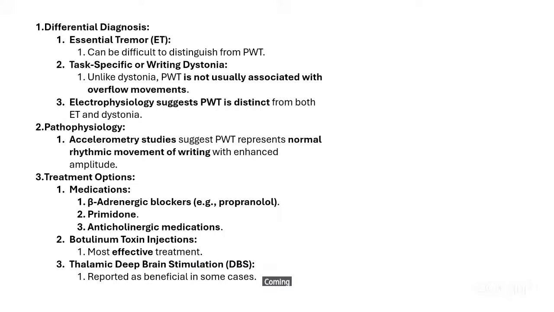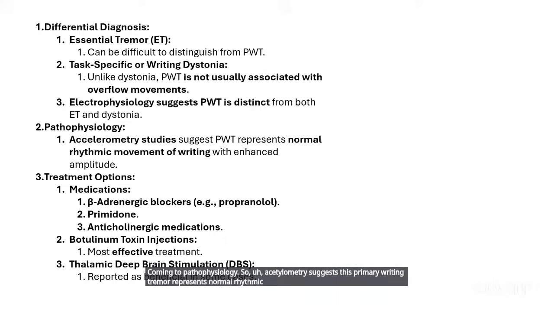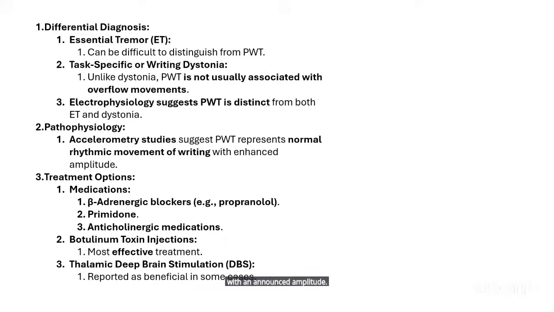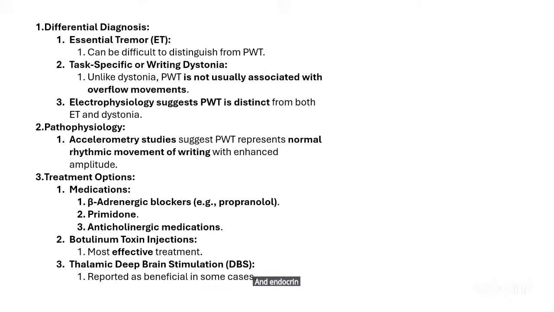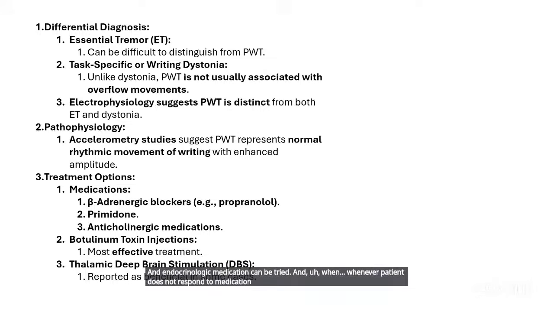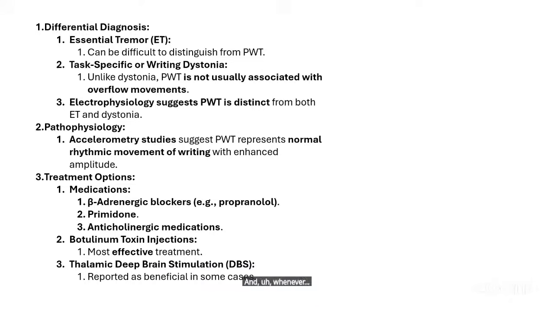Coming to pathophysiology, accelerometry suggests primary writing tremor represents normal rhythmic movements of writing with enhanced amplitude. The treatment options are medications like beta blockers, propranolol, primidone, and anticholinergic medication can be tried. Whenever the patient does not respond to medication, we can go for botulinum toxin injection. And whenever we do not have improvement with this, we can go for DBS, thalamic deep brain stimulation, in some cases. Next.